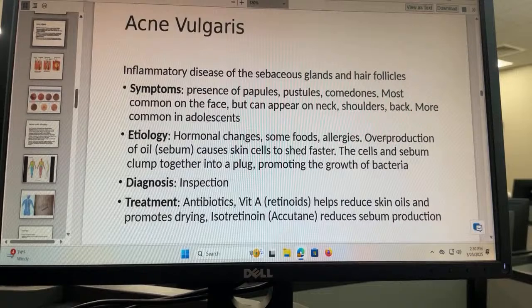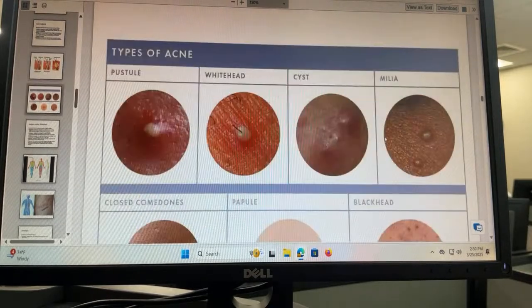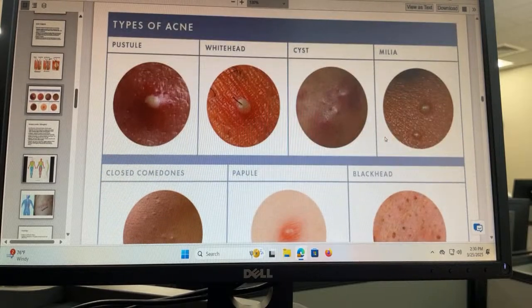Basically, this is caused by inflammation of the sebaceous glands. Remember, the sebaceous glands are what produce sebum, or that oil, around the hair follicles. So the symptoms of this might be papules, pustules, or comedones, and this is a picture of what those would look like: pustules, papules, comedones.